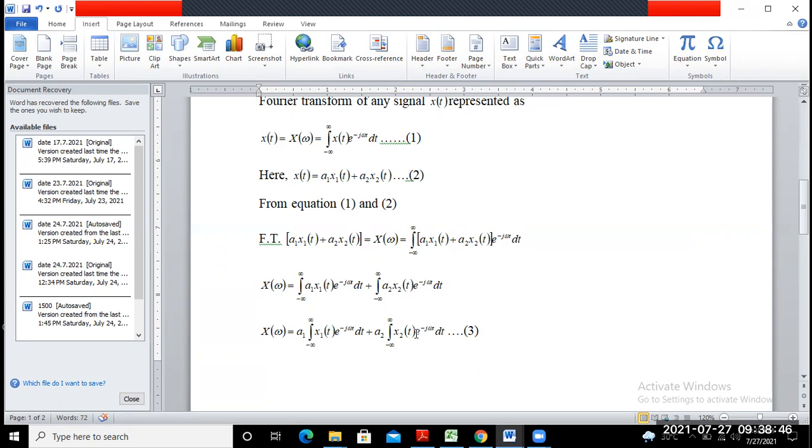And similarly, for the second element, we can represent this one by x2 omega, is it not? x omega is minus infinity to infinity xt e to the power minus j omega t dt. So if we write here x2t minus infinity to infinity e to the power minus j omega t dt, this one becomes your x2 omega. In place of x, you can write x2.